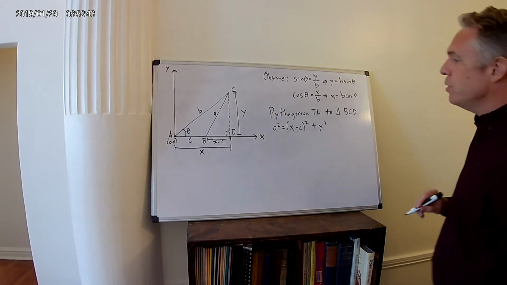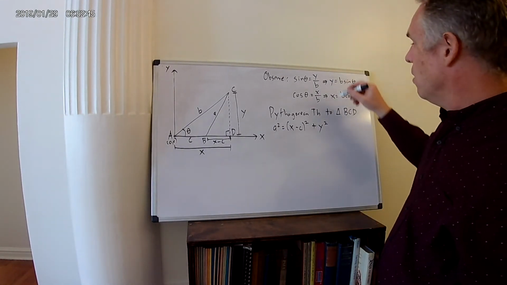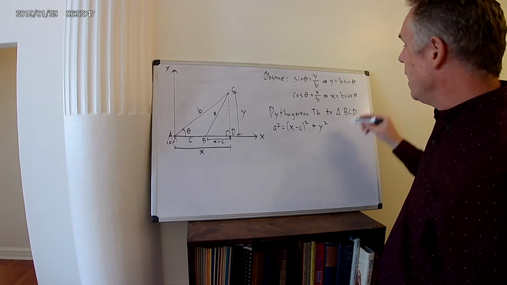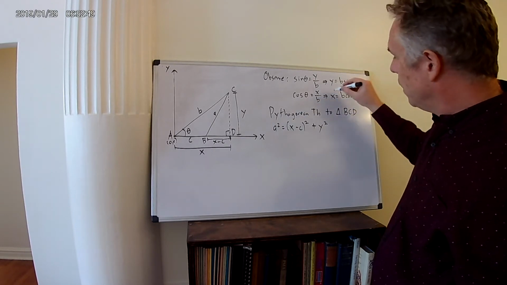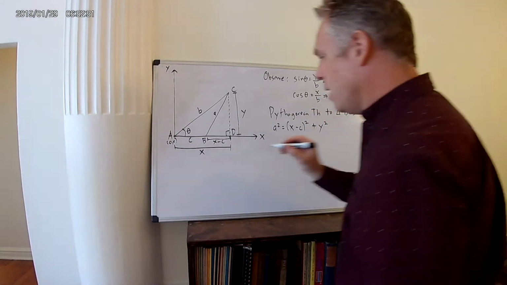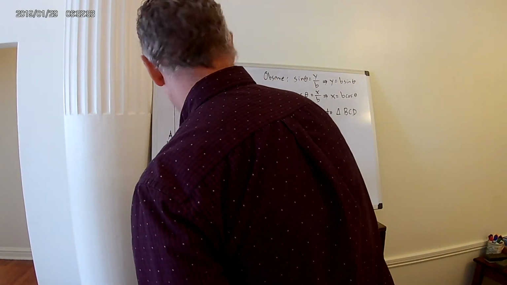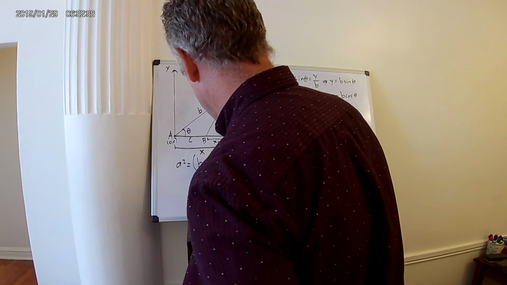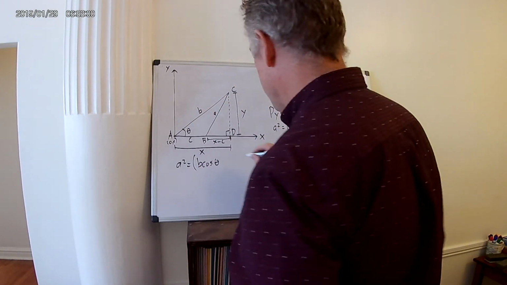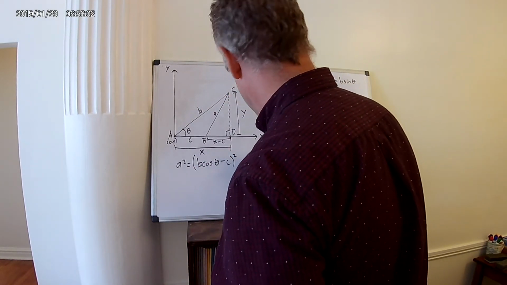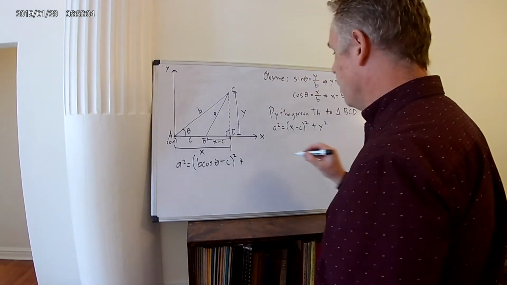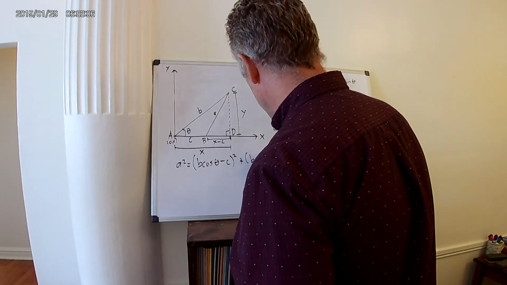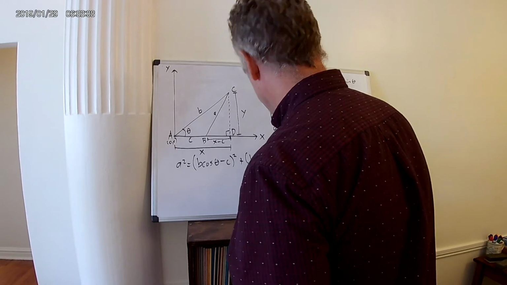And now what I'm going to do is substitute in here. I'm going to take what I learned about x and y and plug this into this equation. And so I get a squared. And now for x, I'm going to plug in b cosine theta, minus c squared, plus, and for y squared, I'm going to plug in b sine theta, and then I square it.